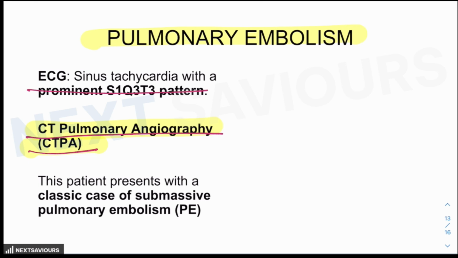Now, in this patient, there is a history of sudden onset dyspnea, a history of pleuritic chest pain, hypoxemia, and a recent history of total hip replacement, which is a strong risk factor for venous thromboembolism. So, this patient presents with a classical case of submassive pulmonary embolism.